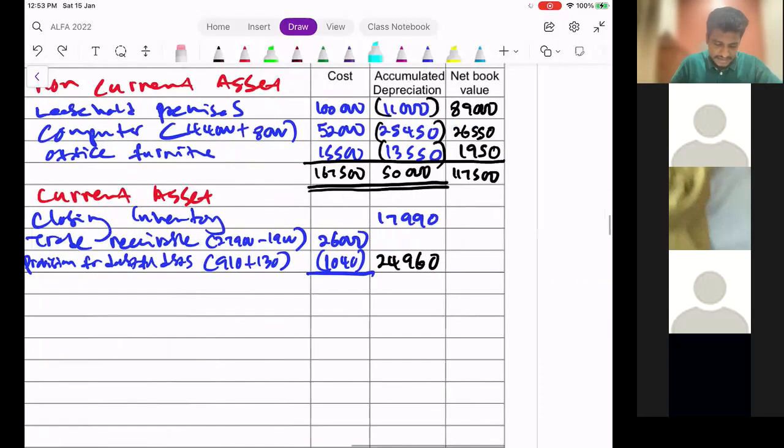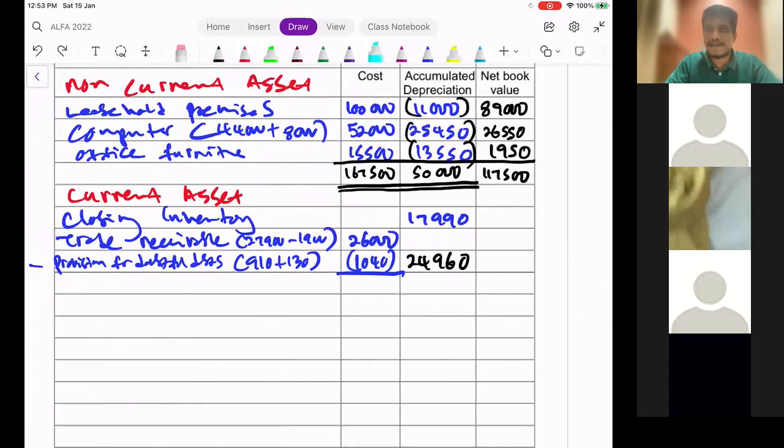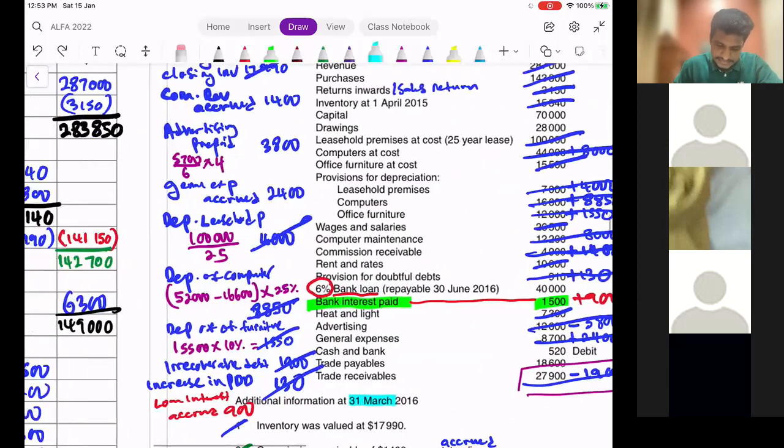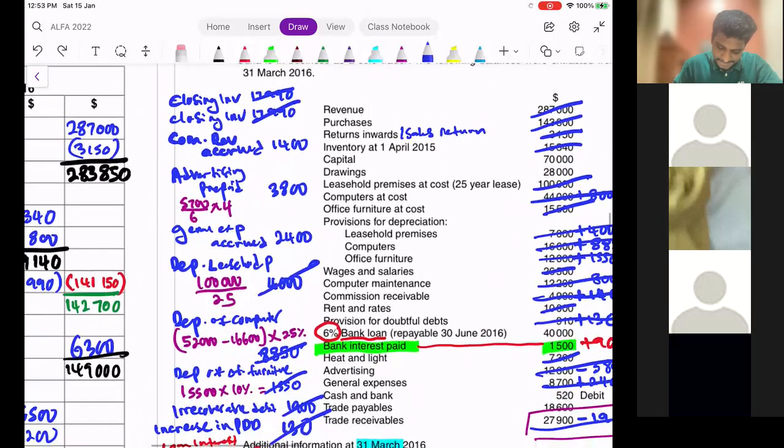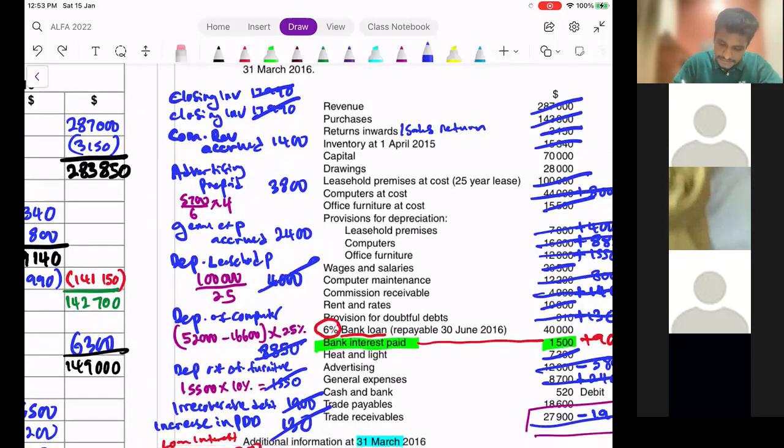Okay, after this, do you have any other current asset? Can you check in the question there? Do you have any other current asset? Yes. Commission receivable accrued, advertising prepaid. These two are my current asset. If you want to write one by one, you can write commission receivable accrued, advertising prepaid one by one, but that is like a low student, normal student answer.